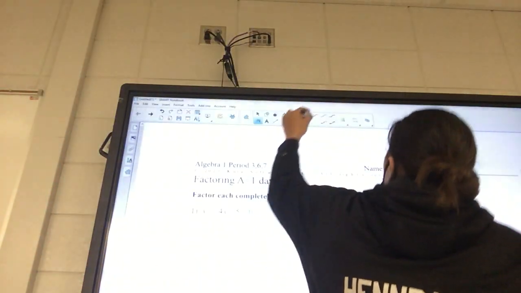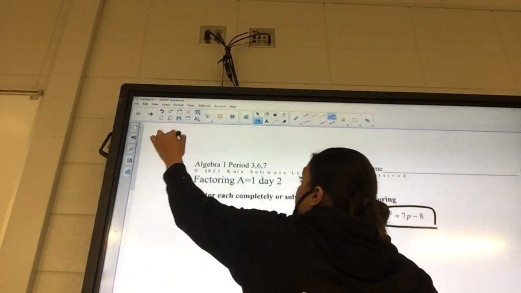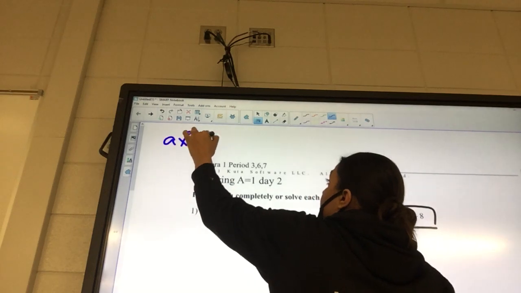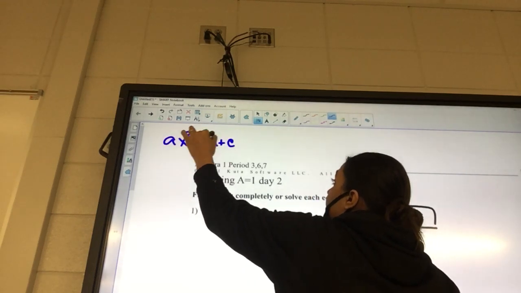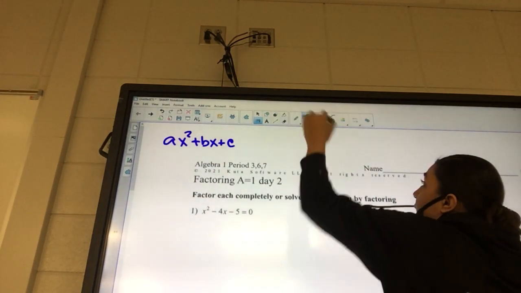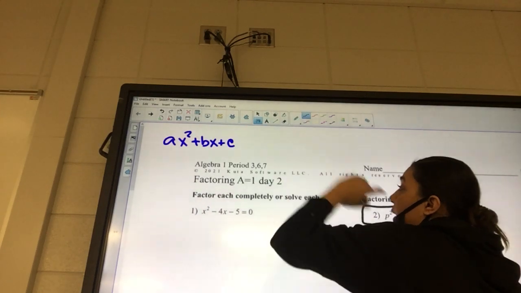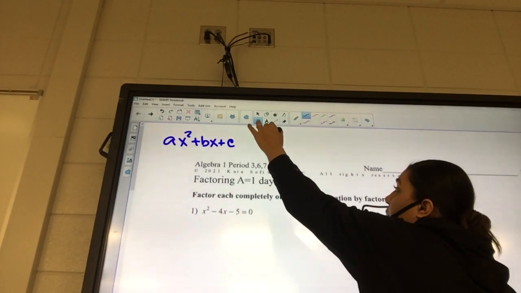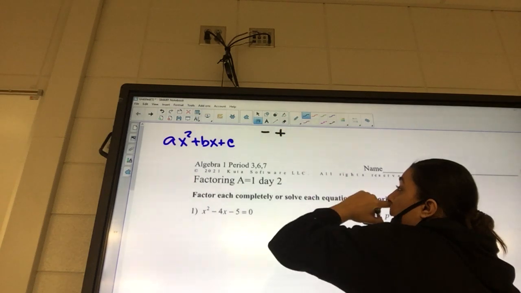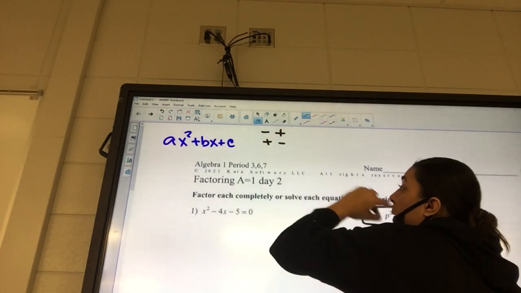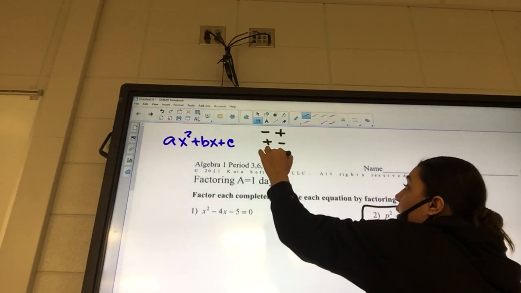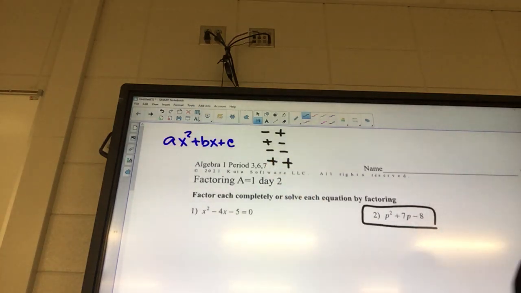Okay, so as we said yesterday, this is our general formula, ax squared plus bx plus c. Okay, and we have 4 options for signs. What are they? Minus plus. Plus minus. Minus minus. Plus plus. Okay, the number one thing when I looked at your papers from yesterday is the signs.